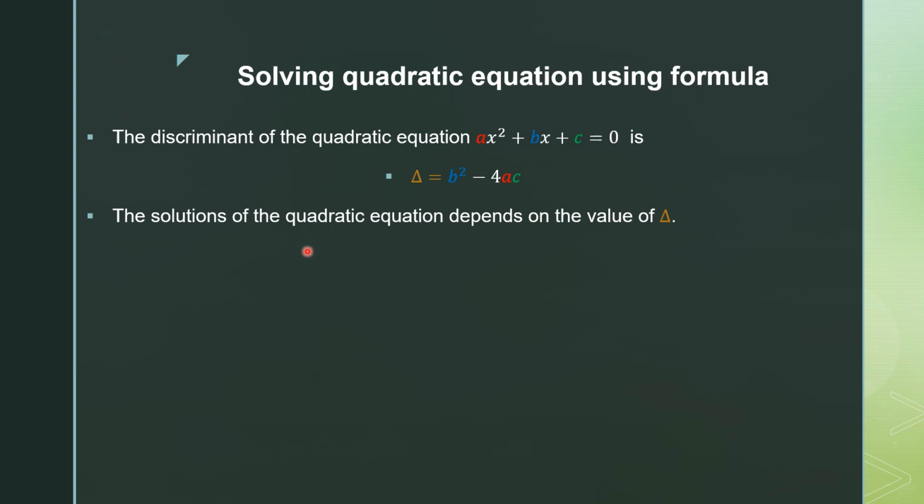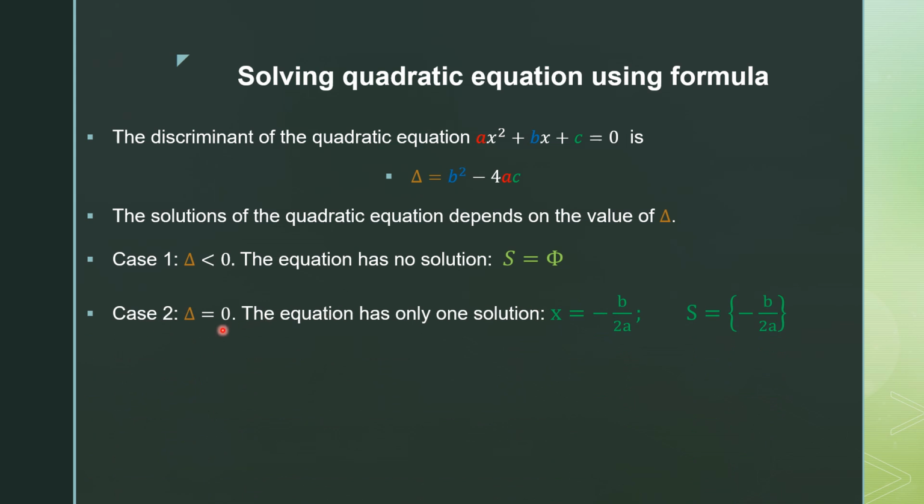And then the solutions of the quadratic equation depend on the value of delta, the discriminant of the equation. We have three cases here. Case number one, if delta is less than 0, meaning delta is a negative number, then the equation has no solution. We will say S equals phi. Phi is the empty set of numbers.